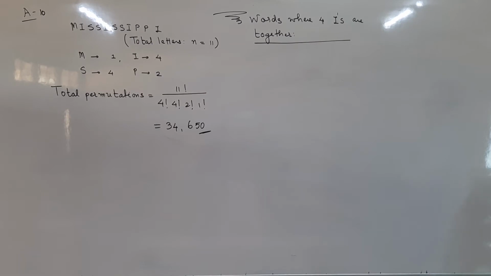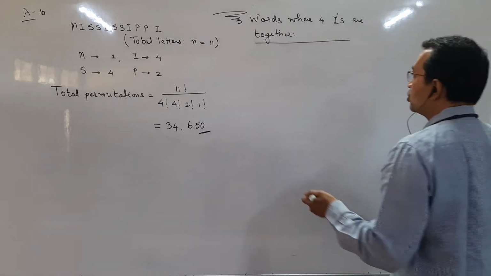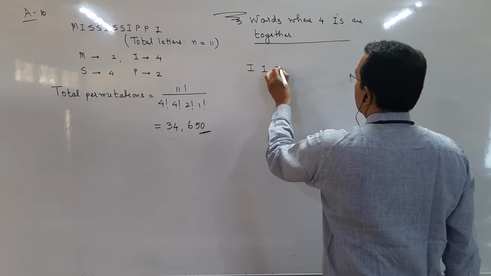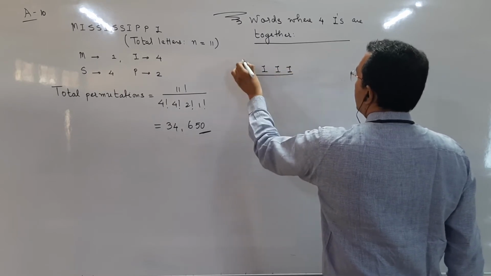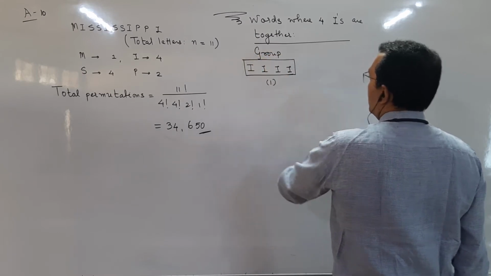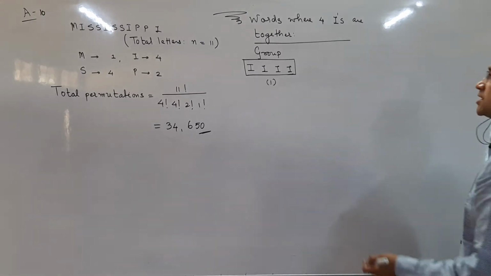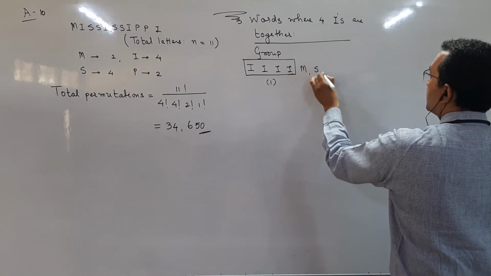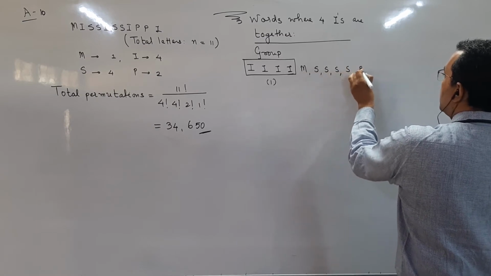Be careful. Now there is an algorithmic approach for when things are together. So this, students, you have to perfectly understand. Which are together, you group them. So 4 I's are together, so I group them, and whenever you group, you have to consider this as only one letter. Now which are the remaining 7? M, S, S, S, S, P, P.